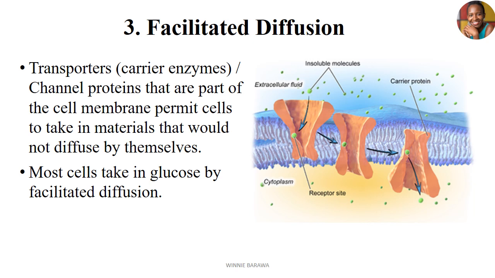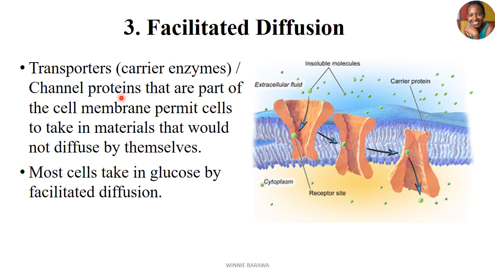Keeping on, we have what we call facilitated diffusion. It is a type of diffusion, but a little bit different, because with facilitated diffusion we are using what we call transporters or carrier enzymes. These are found on the channel proteins, which are part of the cell membrane. Just to remind us, when we were discussing cell membrane proteins, we had transporters or channel proteins that are part of the cell membrane, and they facilitate transportation of substances in and out of the cell.